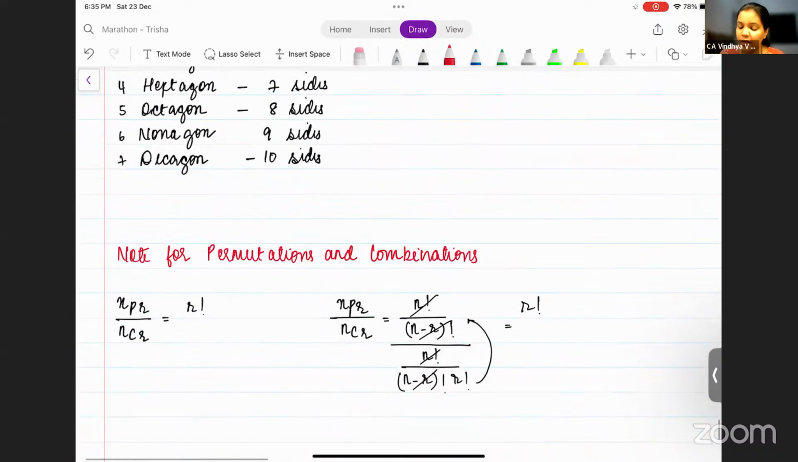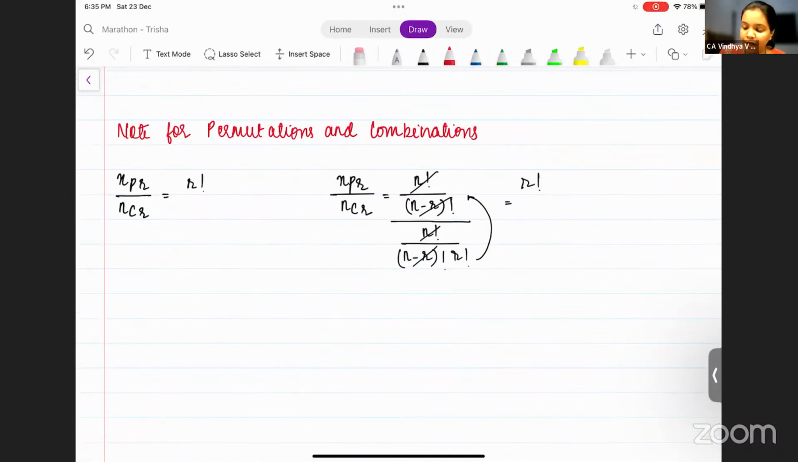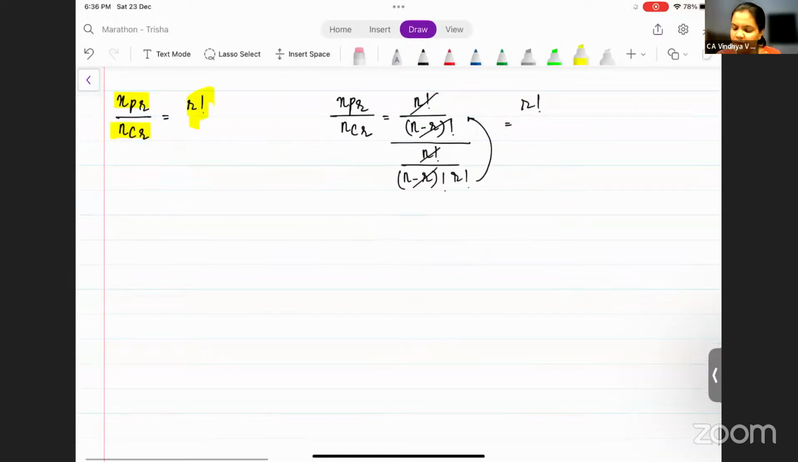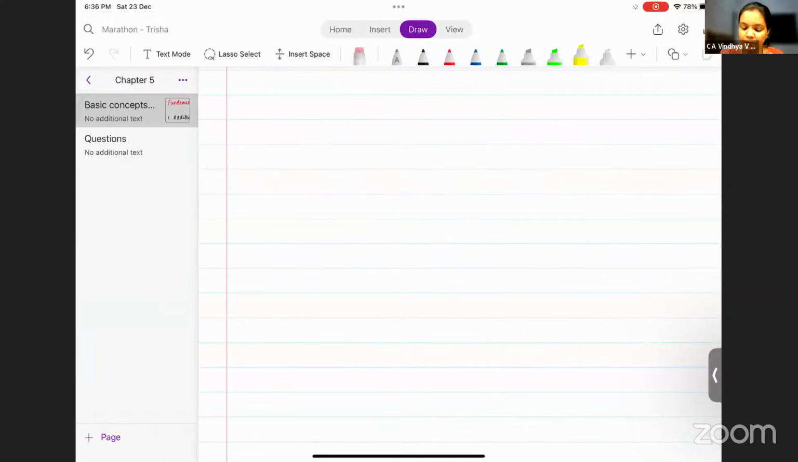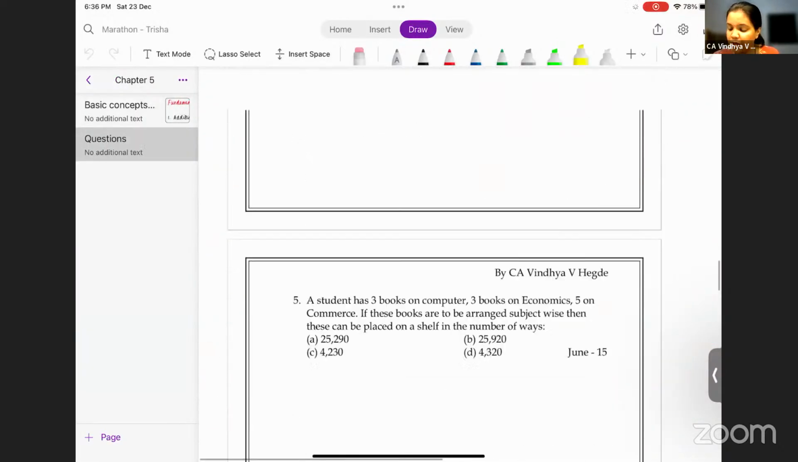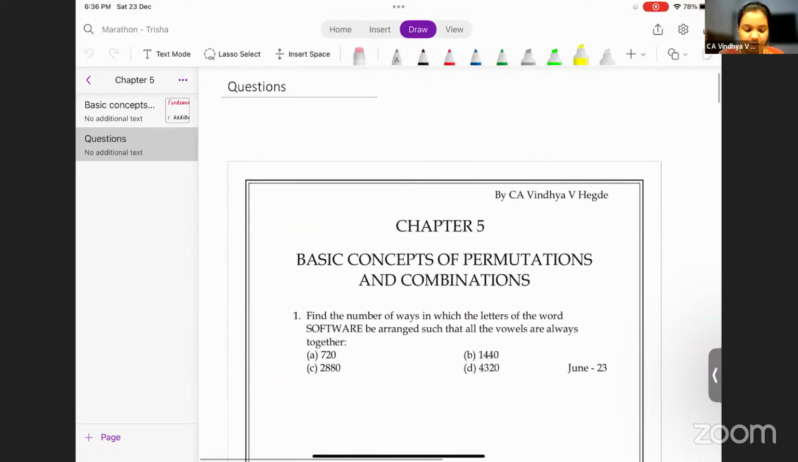All right. Now, a note for permutation and combination. If you do NPR by NCR, you will get the value of R factorial. I hope this is clear. Quickly do the questions of permutations. Then we can start with set relations and functions.